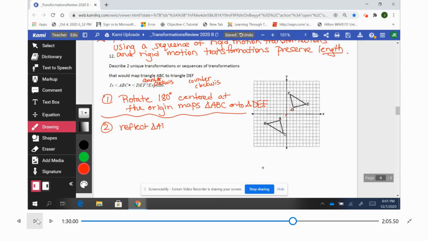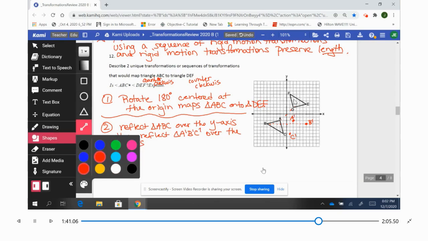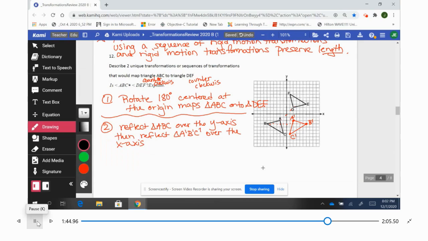The second one is actually exactly like a 180-degree rotation. It's 2 line reflections. The first over the y-axis, yes, and then the second would be over the x-axis. Okay, and that is going to act just like a 180-degree rotation centered at the origin.